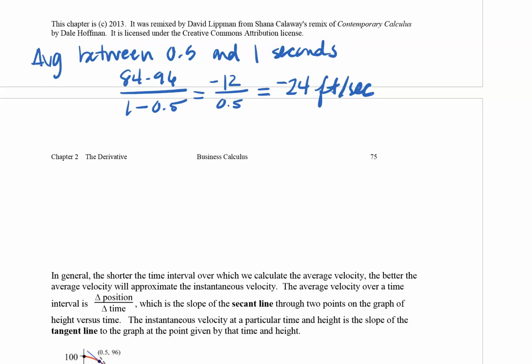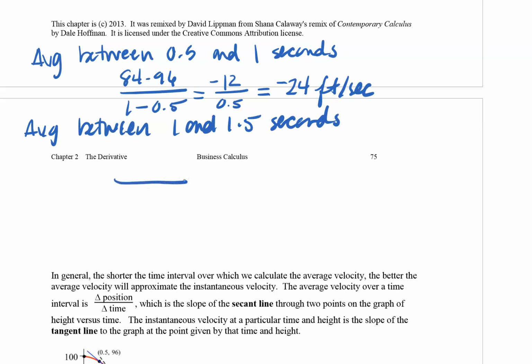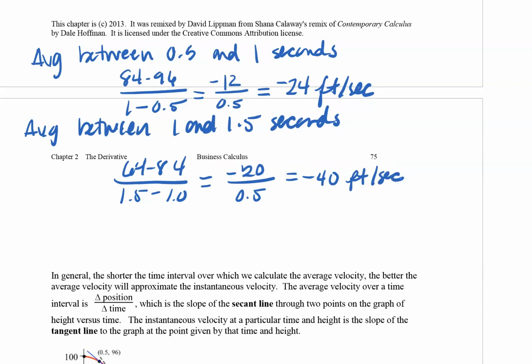Now let's look on the other side of 1. I want to find the average between 1 and 1.5 seconds. Again, I'm going to do some small calculations. I'm going back up to the table and grabbing some more data. So I'm going to say 64 minus 84 all over 1.5 minus 1.0. Do your subtracting here. 64 minus 84 gives you negative 20 over 0.5, which divides out to be negative 40 feet per second.